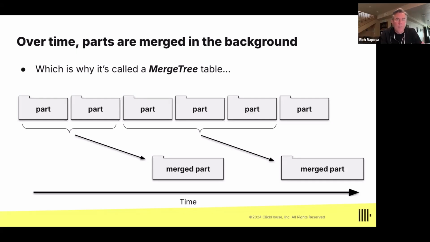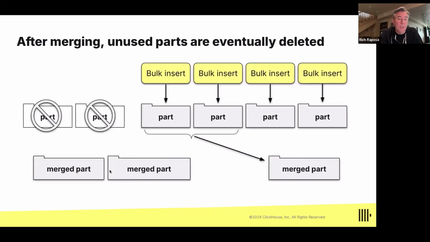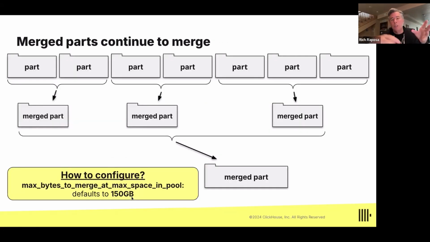Over time, the parts merge, and they keep merging. As they merge, the old parts get deleted. But I'm still inserting 1 million rows per second. I'm getting new parts every second. And then what? In the background, they're just merging and merging and merging. So do they merge forever into one big folder? No. Once a part folder has 150 gigabytes of files in it, then we stop merging that part.